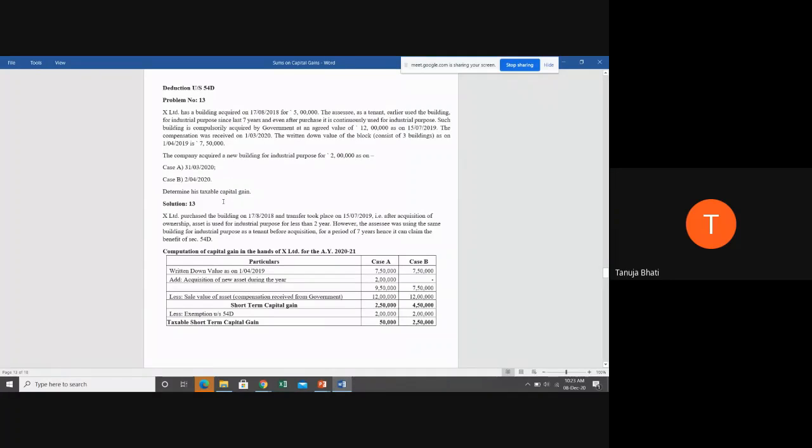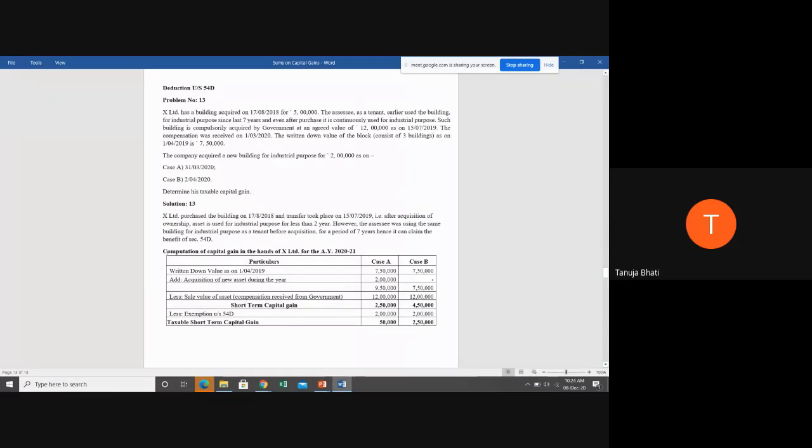So let us see. Mr. X purchased the building on 17/8/2018 and transfer took place on 15/7/2019. After acquisition of ownership, the asset is used for industrial purpose for less than 2 years. However, the assessee was using the same building for industrial purpose as a tenant before acquisition for a period of 7 years. Hence, he can claim the benefit. What is the condition? That he should be using it for the industrial purpose before transfer, which he is using even as a tenant, even as an owner, still he is using it.